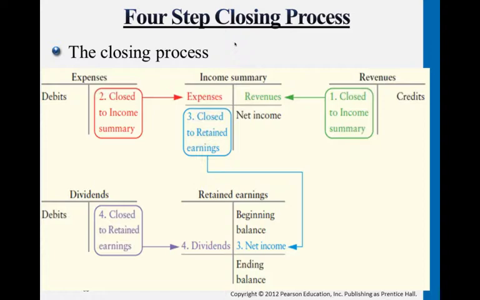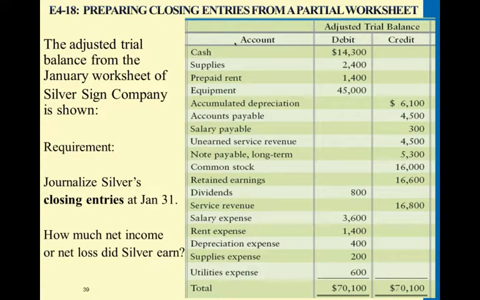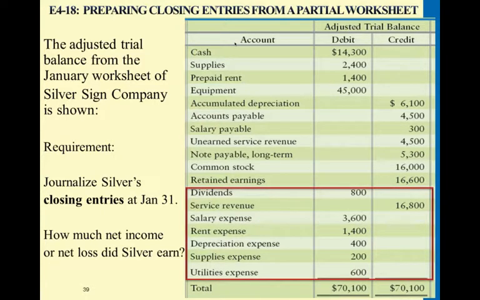Okay, let's do an exercise on this. Now, if you're given an adjusted trial balance, again, the adjusted trial balance has all the numbers ready for financial statements. And let's assume that all the statements are given out already. You completed all the statements and you want to do closing entries. So closing entries only relate to just this portion of the accounts.